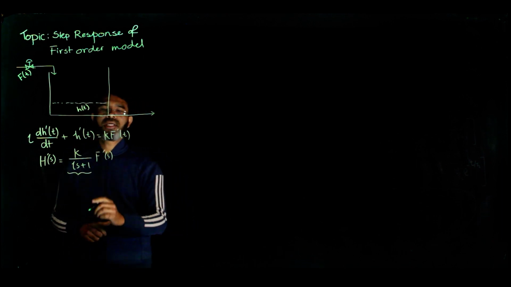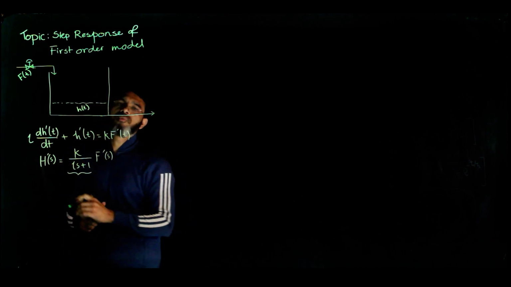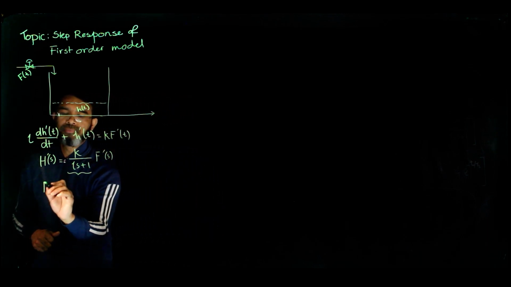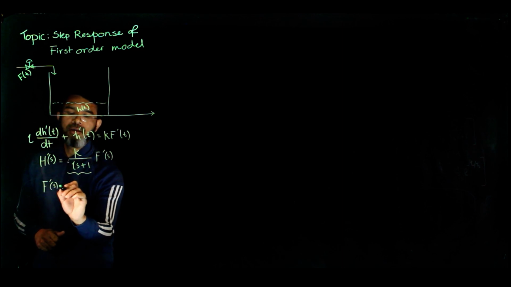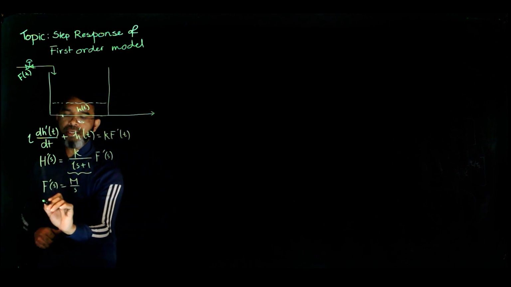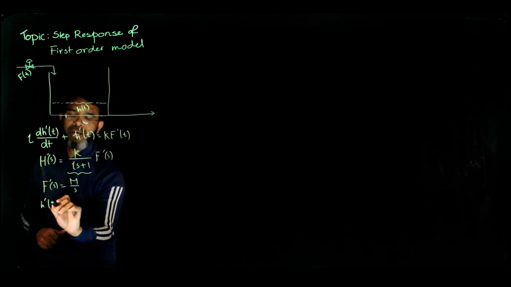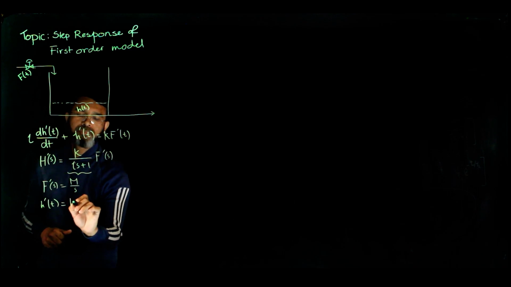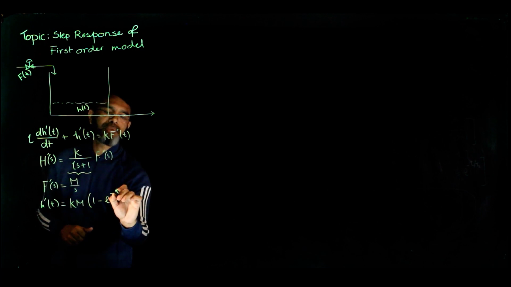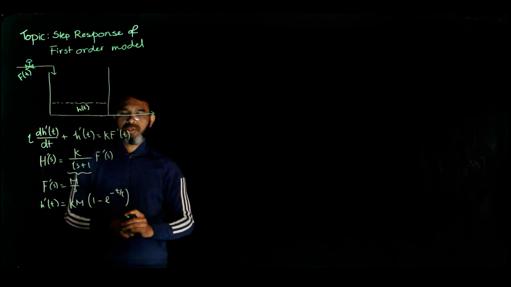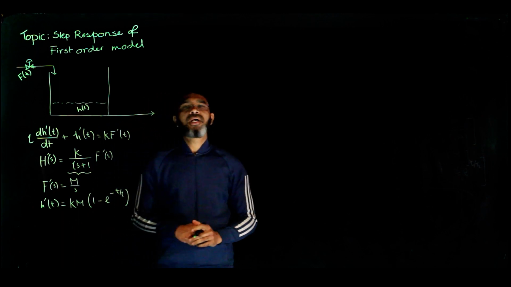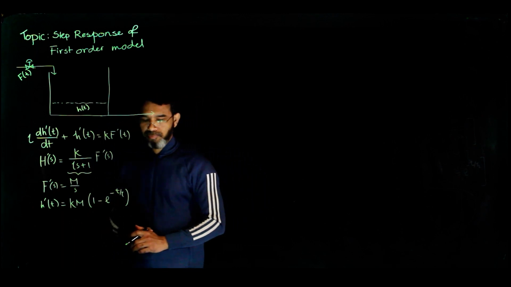We said that this function that transfers the input variable into the output variable is called the transfer function. And we said that for F(s) equals some value M over s, we end up getting h'(t) to be KM(1 minus e to the negative t over tau). So that was the solution of that particular model equation.